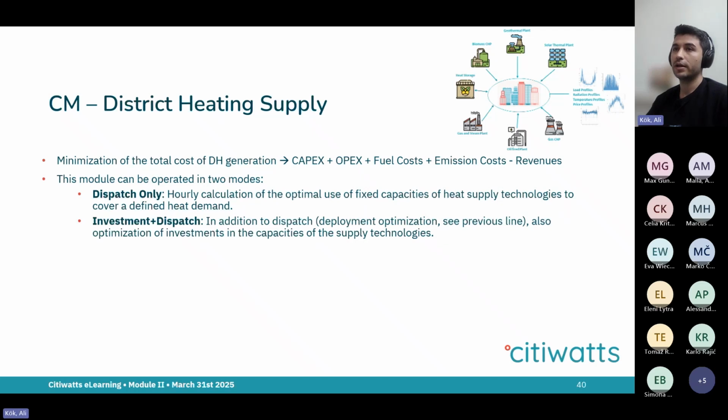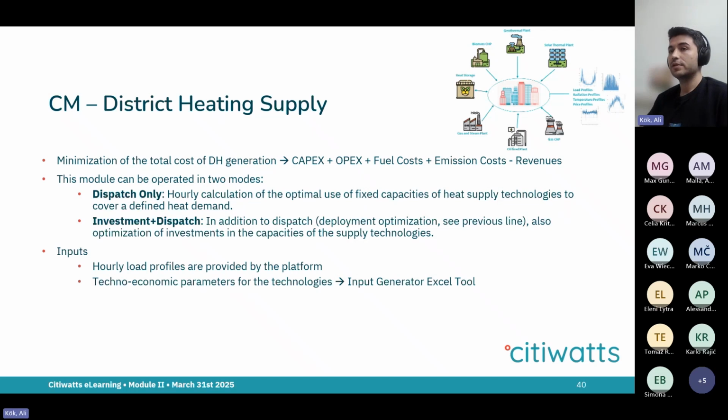But if you choose the second option, the investment and dispatch, here we have, on top of the dispatch optimization, an investment optimization. So you can still give your existing district heating installed capacities, or you can assume a completely new district heating system. So from scratch, nothing is there, and then the model decides what's installed. So you have these two options mainly to run the model.